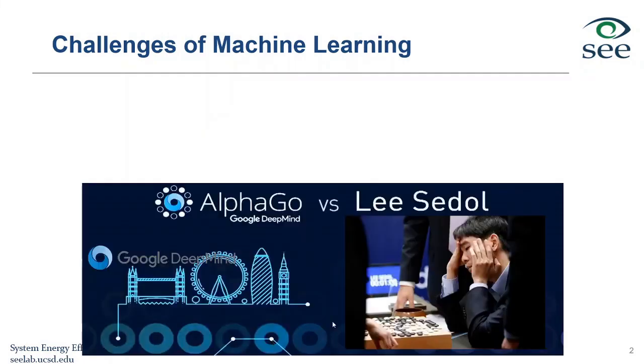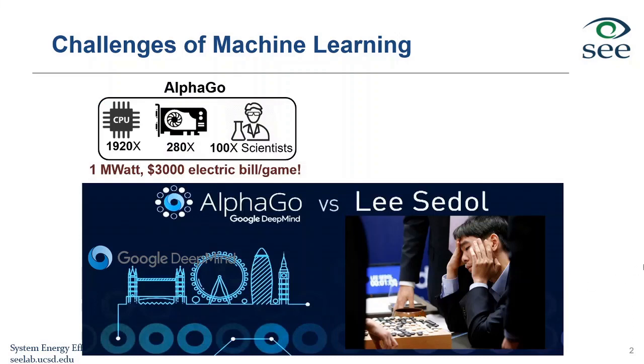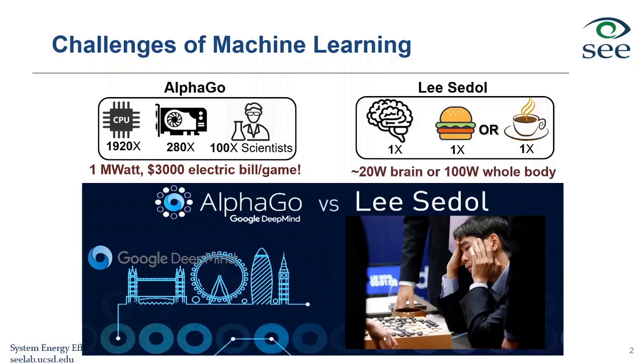I'll first start off with a bit of motivation. Here we see an example of recent work in machine learning where Google's AlphaGo was able to beat the best Go player in the world, Lee Sedol. However, the problem is Google's AlphaGo is extremely energy intensive, costing 1 megawatt of energy to run with 2,000 CPU cores and 300 GPUs. It also took a team of 100 scientists to create it. On the other hand, Lee Sedol's brain takes about 20 watts to operate, and his whole body takes around 100 watts. And all he needs is a little bit of food or drink to provide his body with energy needed to play Go.